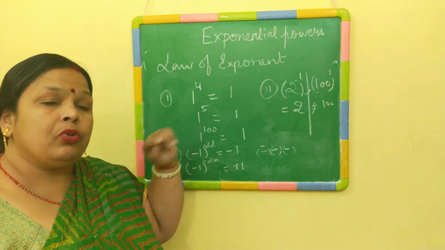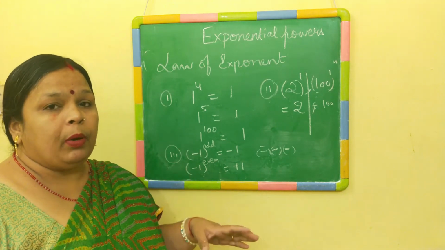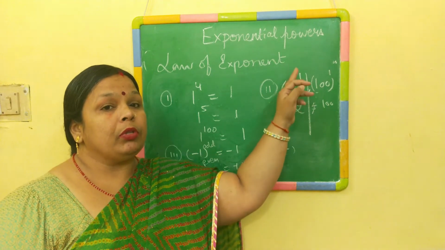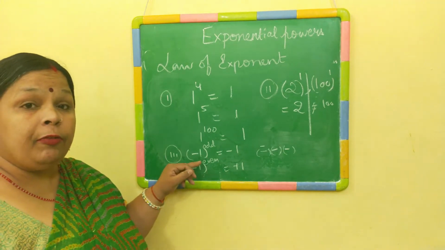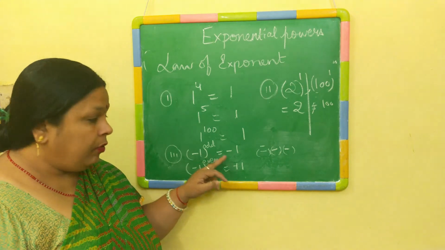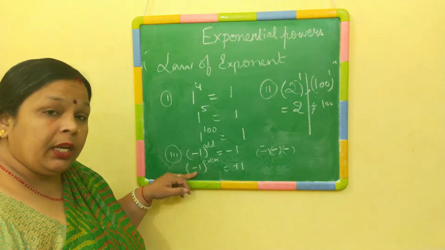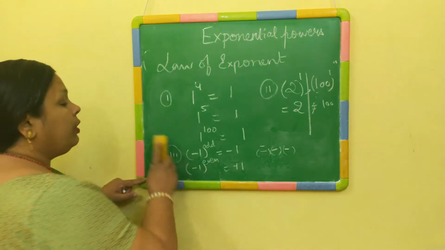1 raised to odd or even, a positive base raised to odd or even powers will result in 1. Any number raised to the power 1 will give you the number itself. A negative base raised to an odd power will give you a negative answer, and a negative base raised to an even power will give you a positive answer. Now coming to the second law.